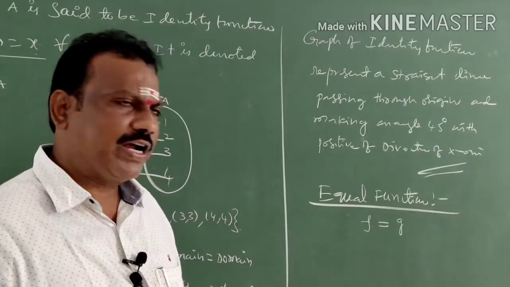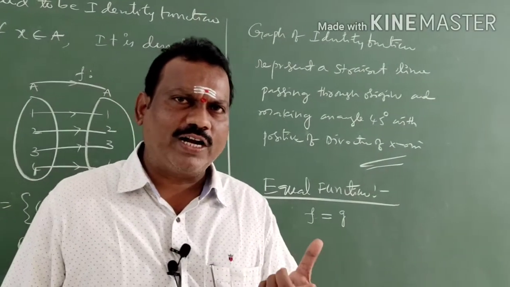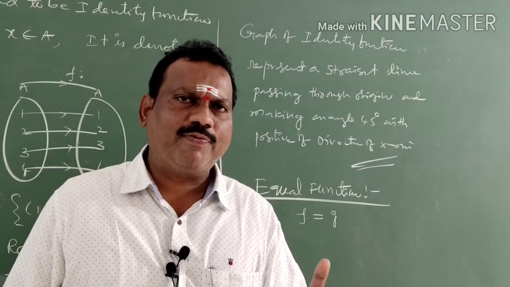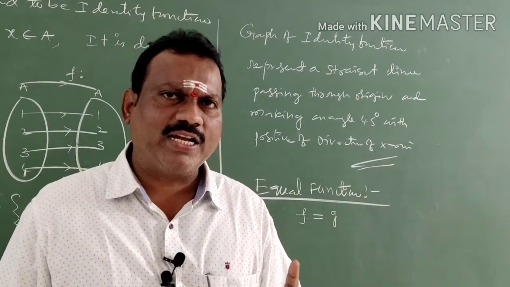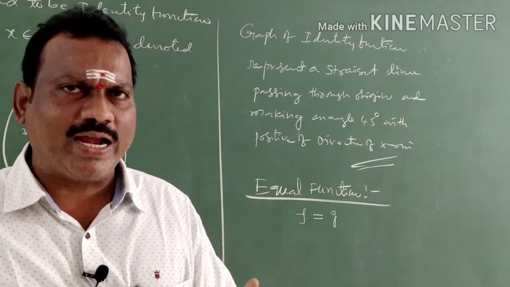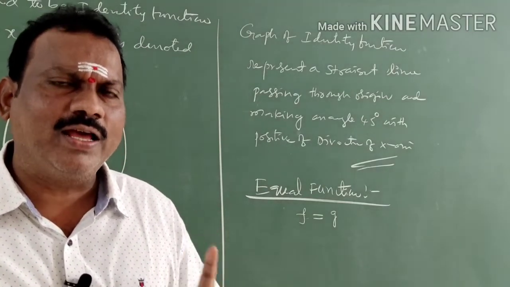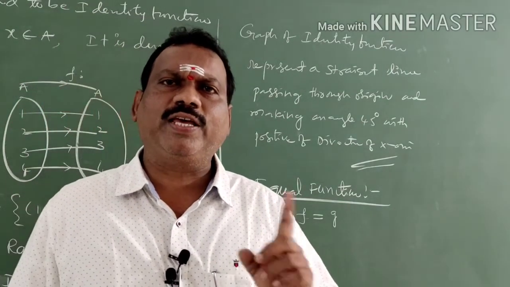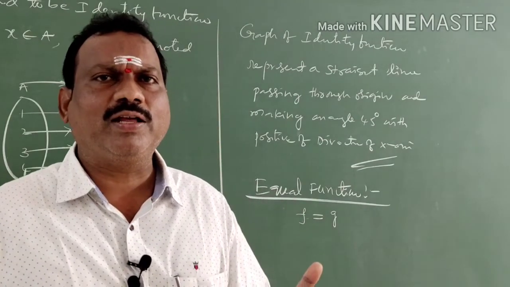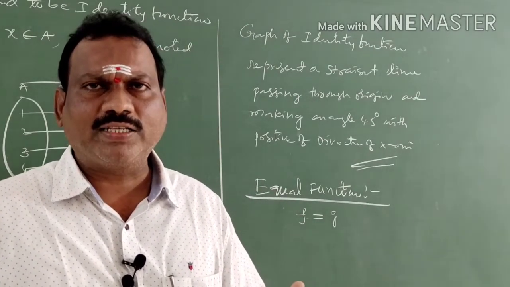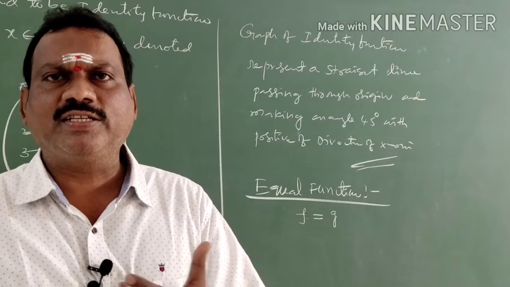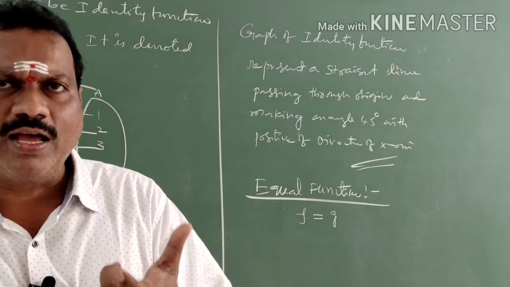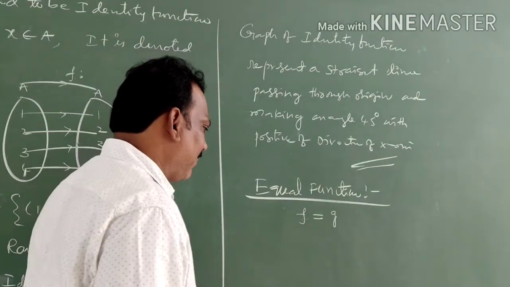Students, equal functions. I told you two functions are said to be equal if and only if the first condition is that they must have the same domain. Second one, the range must be equal for both. Range means, if one function is f of x and the other function is g of x, both ranges must be the same. See, I will define it.